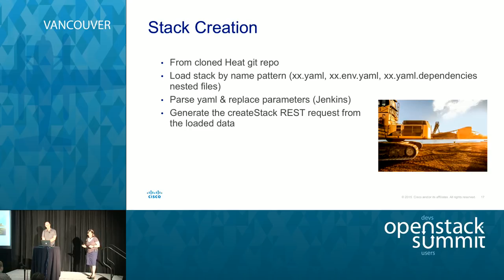So these are the requirements on the structure of the heat stack. When we create the stack, we load these files, we parse the YAML, and then we replace the parameters according to the parameters defined in the Jenkins job. And then we make the REST call to create the stack from OpenStack. This might seem a bit like Chinese or Japanese, I don't know how many of you speak it, but when we get to the demo, it'll become a lot more clear.